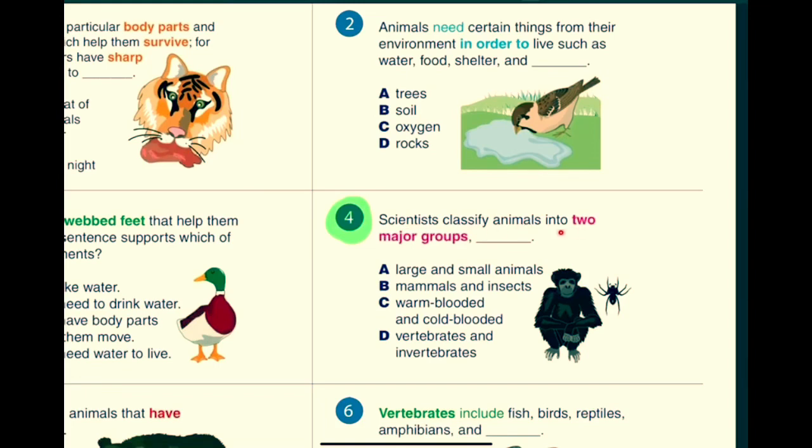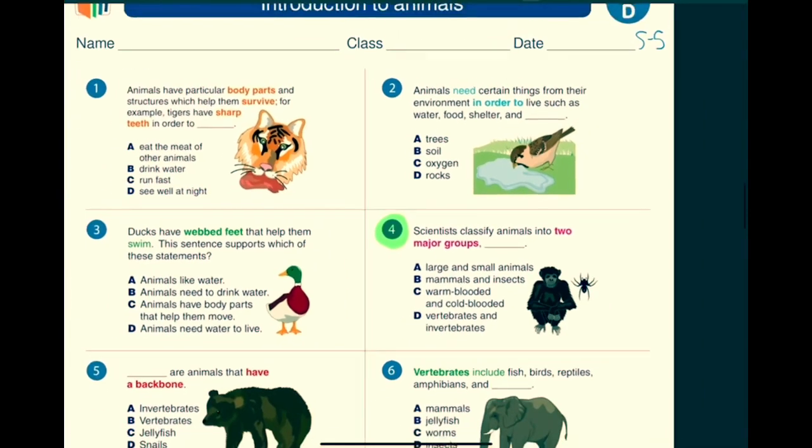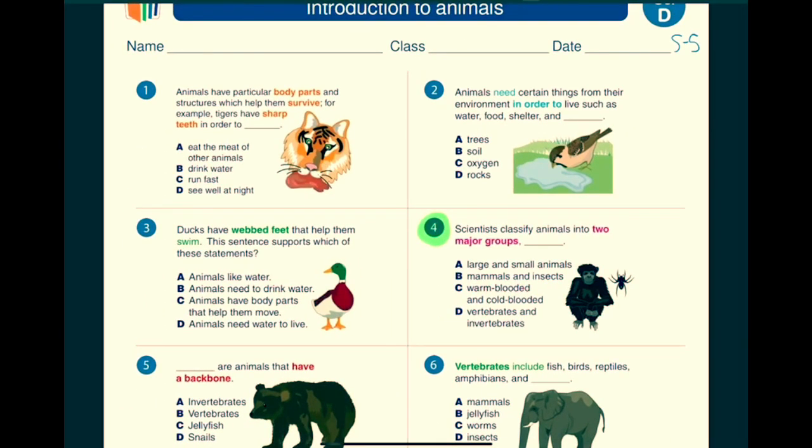Scientists classify animals into 2 major groups: large and small animals, mammals and insects, warm-blooded and cold-blooded, vertebrates and invertebrates. Although a lot of these terms and answer options are things you've heard discussed in science, try to think what specifically was discussed in the packet. Mammals and insects are science-related terms, but the packet wasn't really discussing that. Vertebrates, oh, I know that Mr. Lee was talking about vertebrae, like the backbone, and if there's no backbone. So let's go back and look.